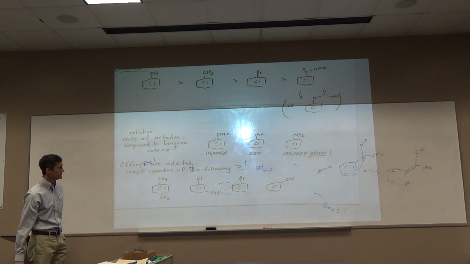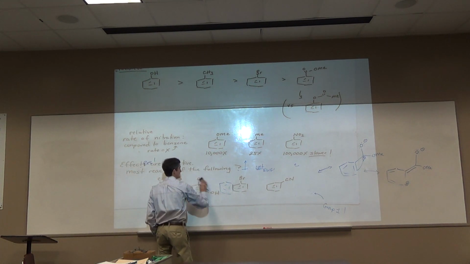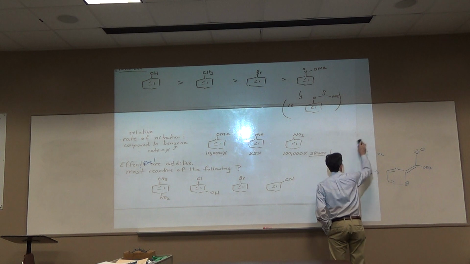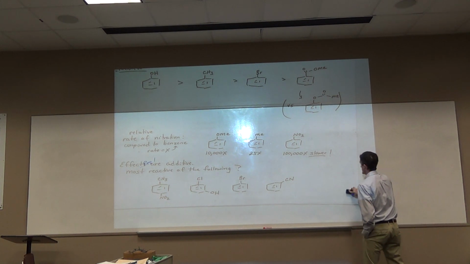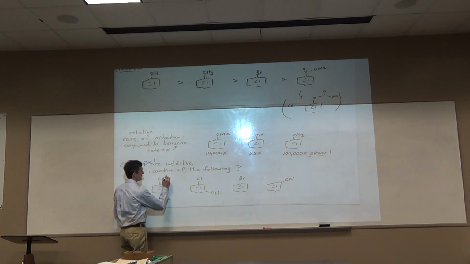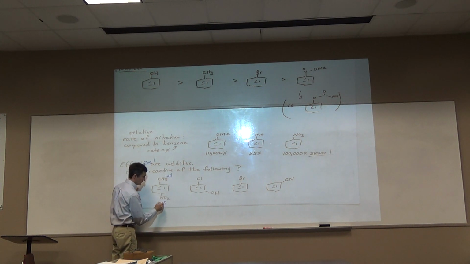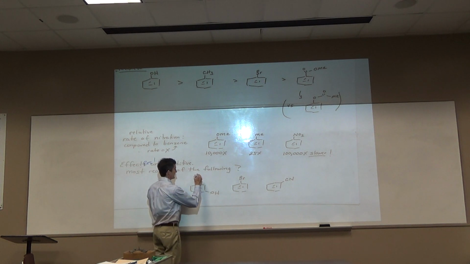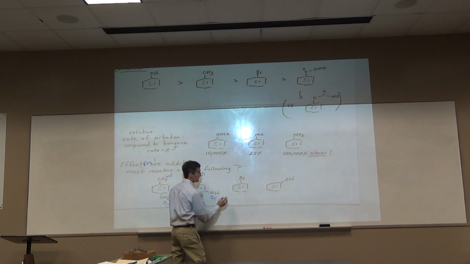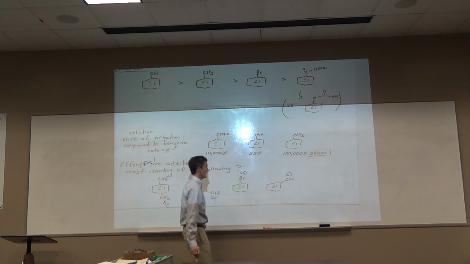Which one of the following four is most reactive towards an EAS reaction? Well, just go through here. What do we have here? A weak activator. What is this? A strong deactivator. What is this? A weak deactivator. What is this? Strong activator. What is this? A weak deactivator. And this? Strong deactivator. Okay.